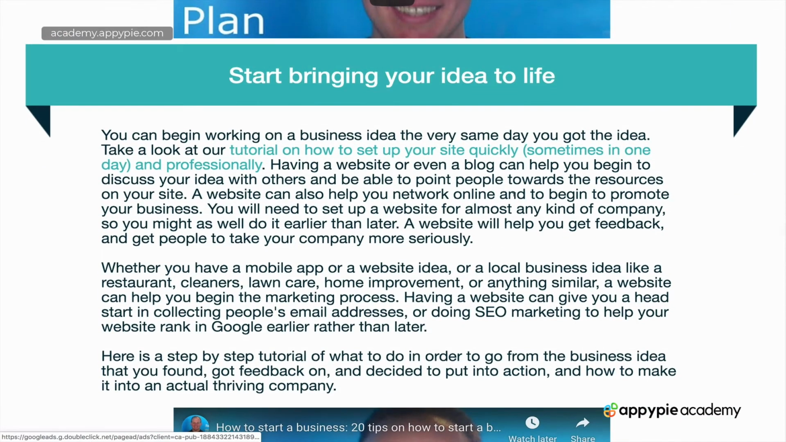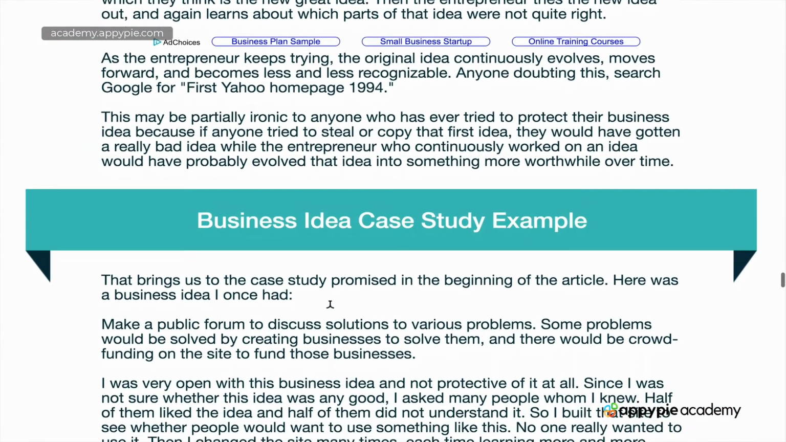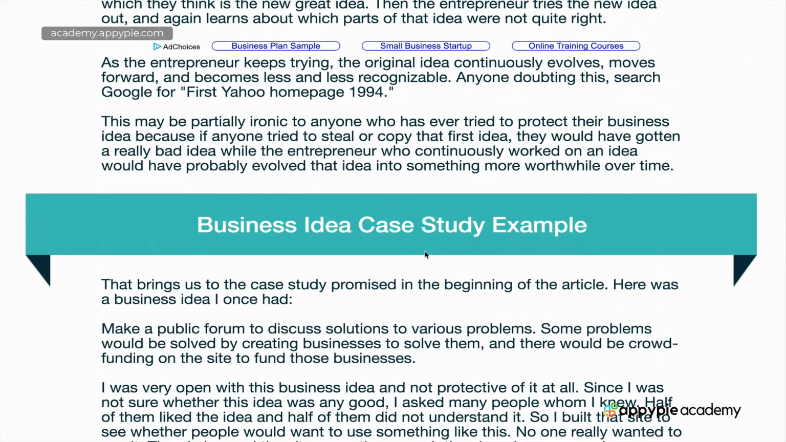And this can go even way long tail, because look at what I'm doing here. Business idea for a restaurant, cleaners, lawn care, home improvement, website. You see, so there's a lot of long tail variations here, and it just goes on and on. Business idea evolution, improve your ideas, and it almost never ends, right? I keep scrolling. Case study, that's all secondary keywords, long tail keywords.